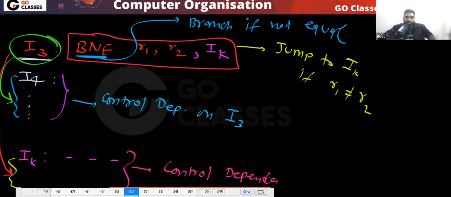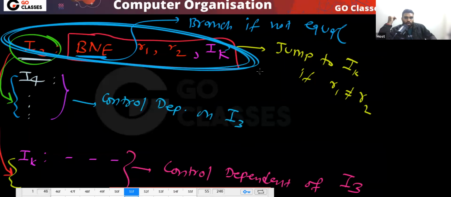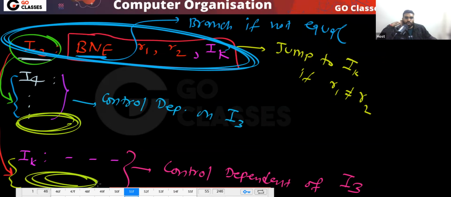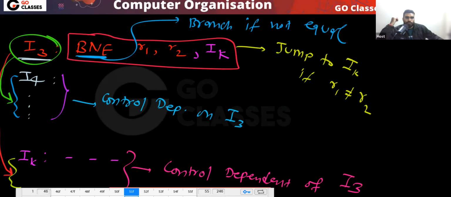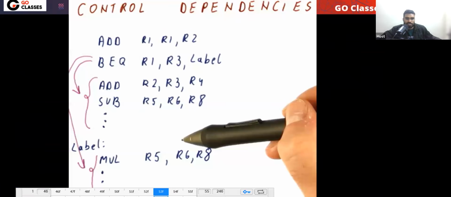Is this clear? So basically, all I can say, when you have a branch instruction, then all the subsequent instructions, all the following instructions, actually depend on this branch. Everyone is looking at this branch. Will I execute or not? Depends on this branch. So that is called control dependence. These instructions are also control dependent on I3. This is what is given here.